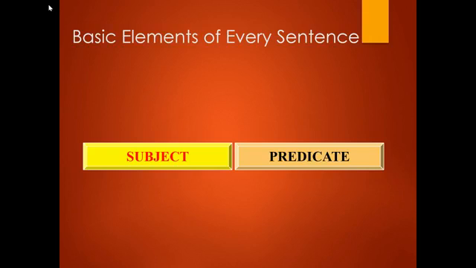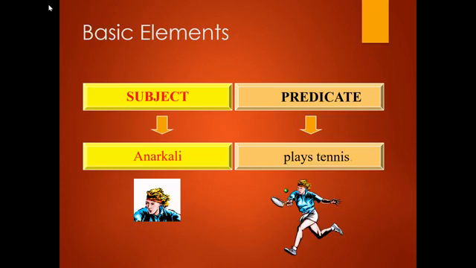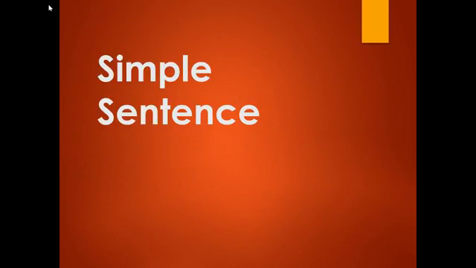Every sentence has these basic structures: a subject and a predicate, right? For example, Anarkali plays tennis, where Anarkali is the subject. In Indian languages we call it the karta, and plays tennis, these words form the predicate, right? There is a subject in a sentence and a predicate in a sentence. That is how the basic thing works, right?